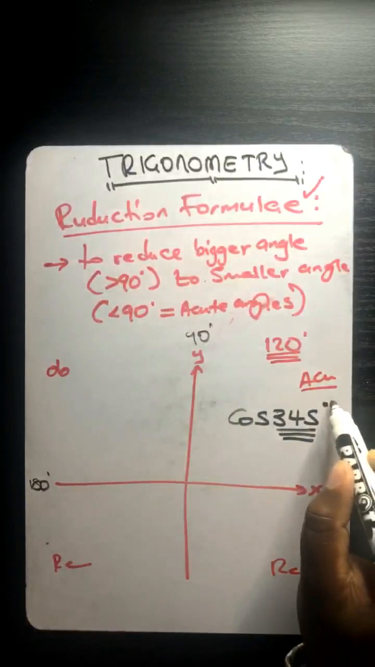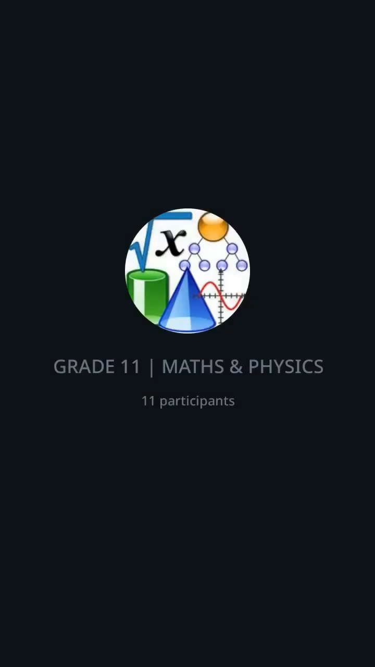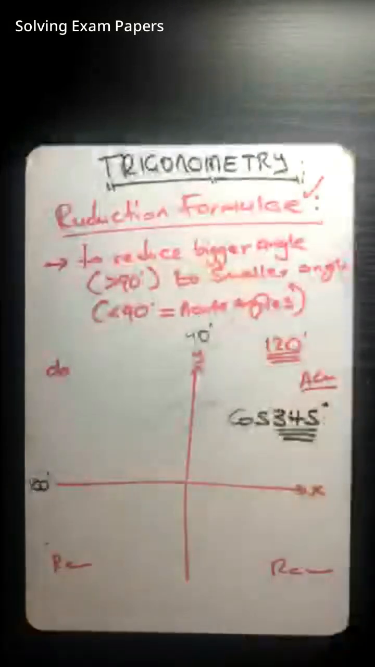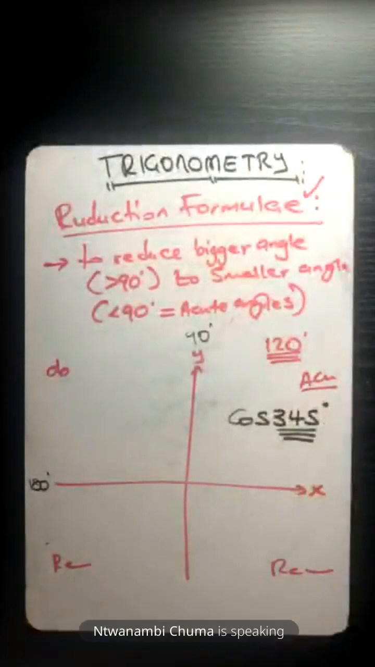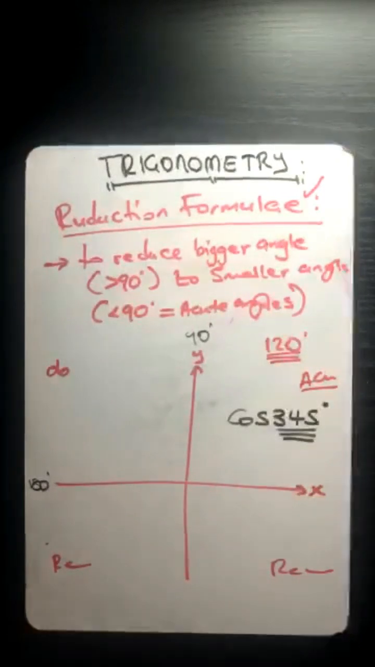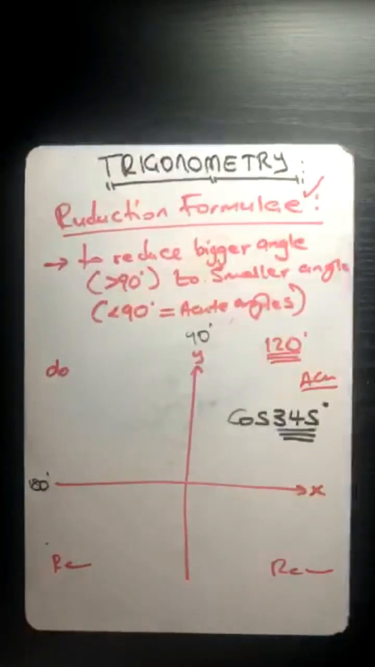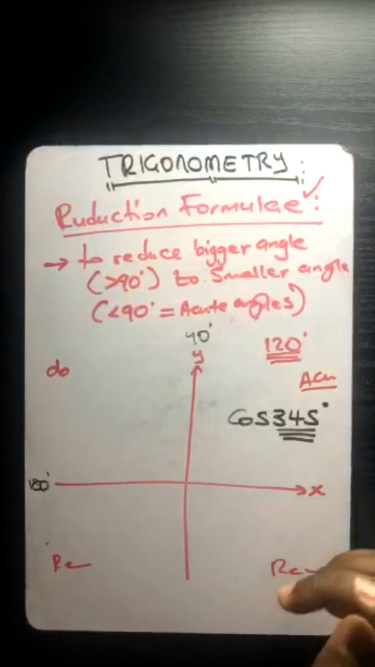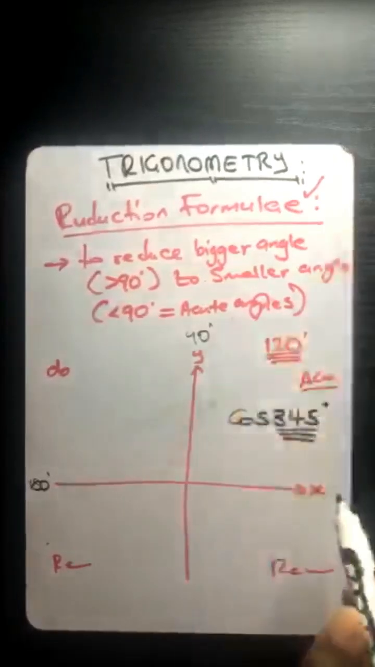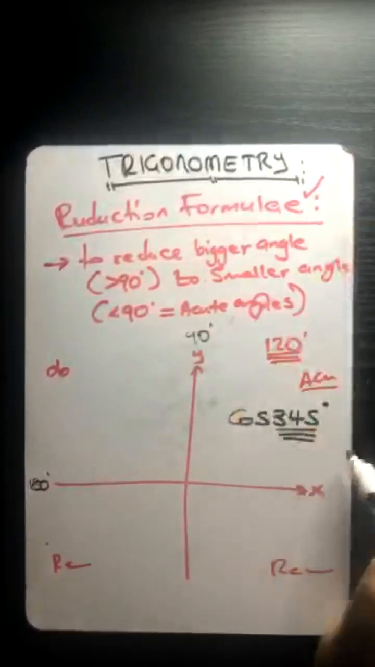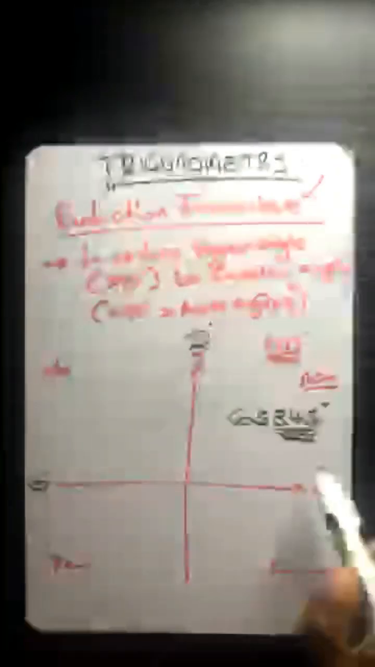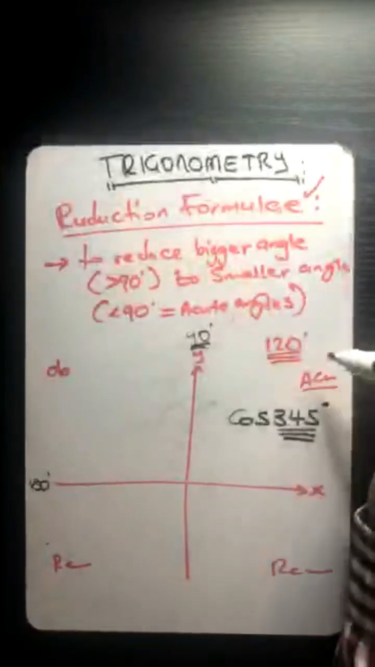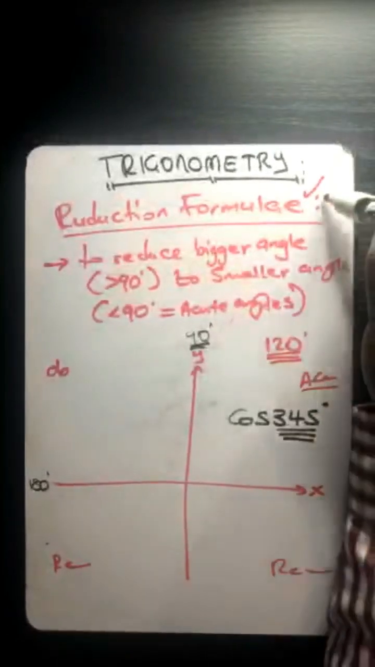So what is the name of this angle? That is my first question. Revolution. Okay, revolution. Why? Because it falls under quadrant 4. 100%. 270 to 360. So it's more like, under trigonometry, we don't want to be dealing with bigger angles which are bigger than 90. We always want to reduce them to acute angles. So that is why we use reduction formula.